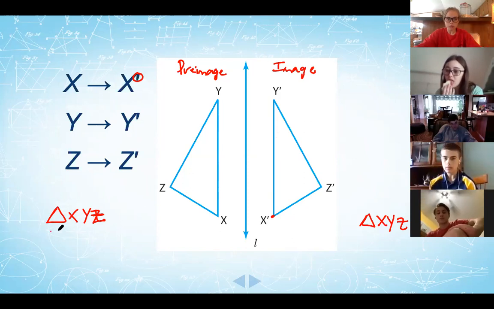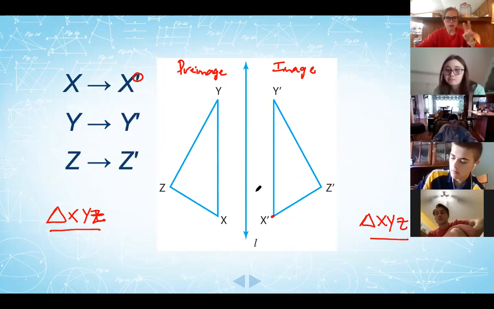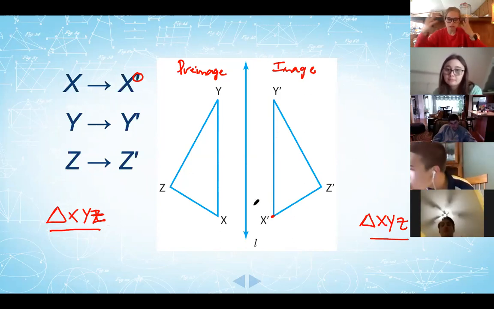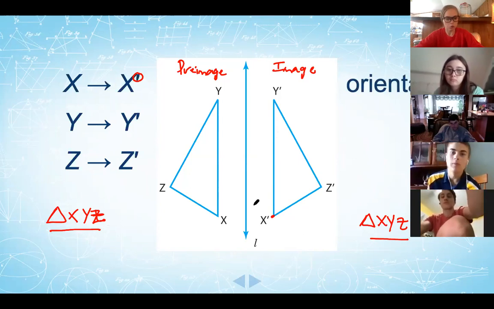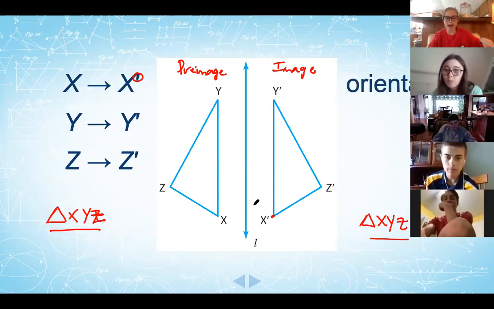Your ordering is going to be the same for whatever types of shapes that you're reflecting. When you name it, it's going to be the same, but the direction is going to change. It's going to go from clockwise to counterclockwise, and vice versa, and that's just called the orientation, how you order the vertices. So, orientation.